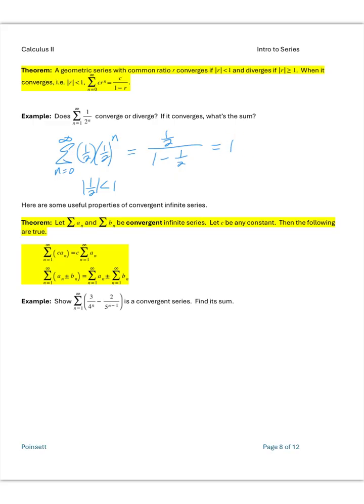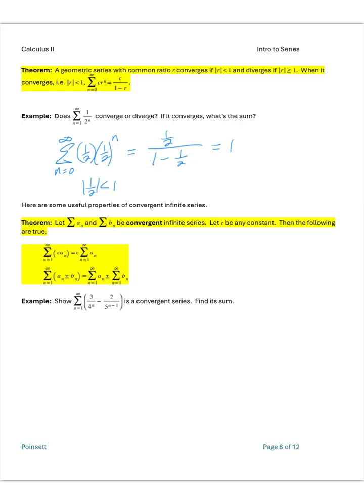Let's now look at a couple more convenient properties and continue to work with our geometric series. If you have two convergent infinite series, and c can be any constant, then the following are true. The sum of the constant multiple of the a_n is the same thing as if you pulled the constant multiple out front of the sum. And the sum of the a_n and the b_n is the same thing as if you took the sum, or the difference that is, of the two series separately.